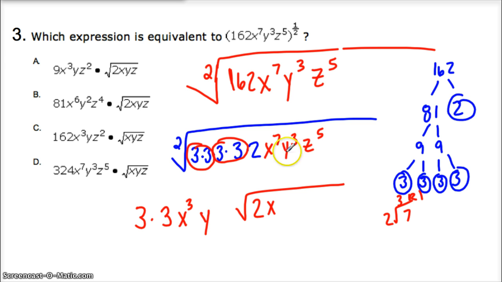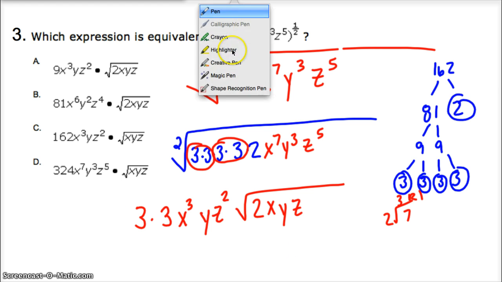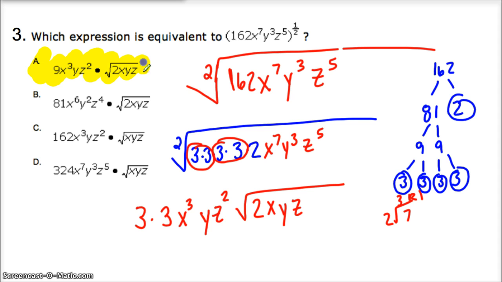So now my y's, I would have 3 of them, so 1 would come out and 1 would stay in. And z to the 5th, 2 of those, I would have 2 groups there and 1 would stay in. So you notice it matches there. That matches with this, but I knew that even before I did the letters because the numbers matched up.